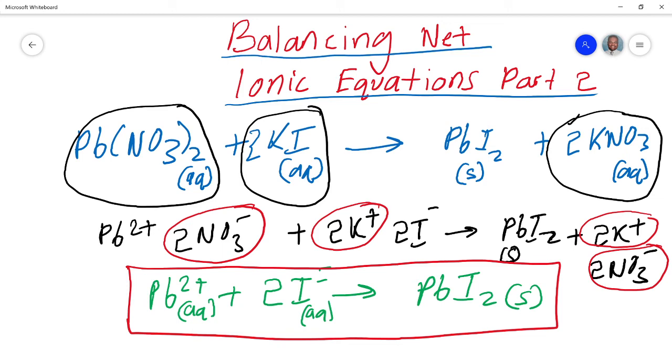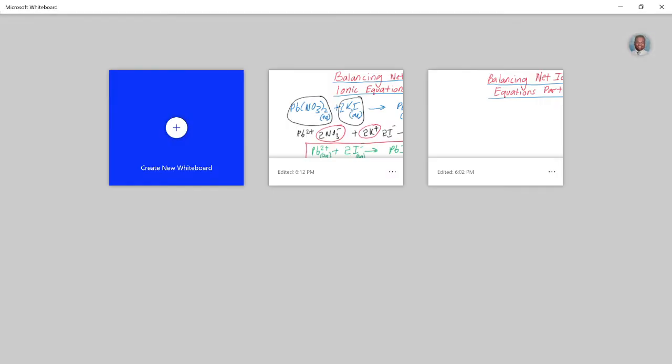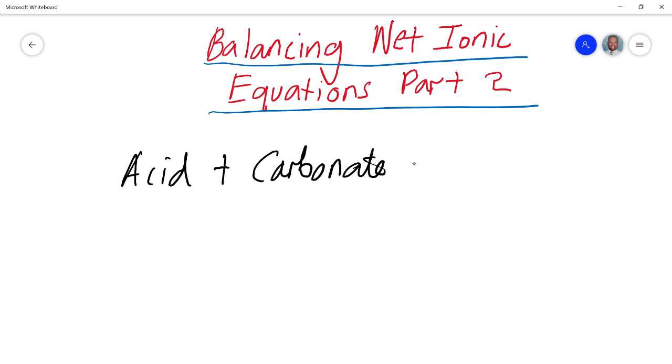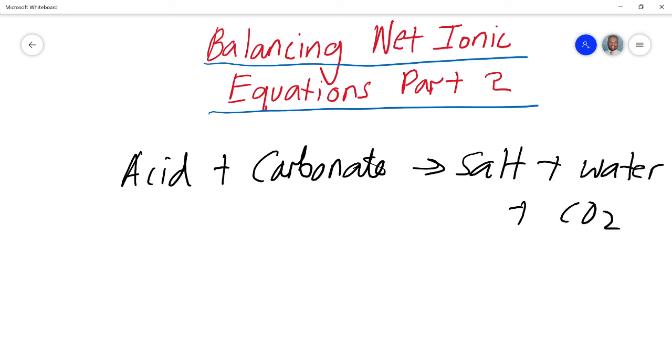All right, now let's look at another example, because like I said, the more examples we do, especially with different reaction types, the better our confidence. So let's look at an acid carbonate reaction. A simple formula for an acid carbonate reaction is an acid reacts with the carbonate to produce salt plus water plus carbon dioxide. All acid carbonate reactions yield three products, namely salt, water, and carbon dioxide.